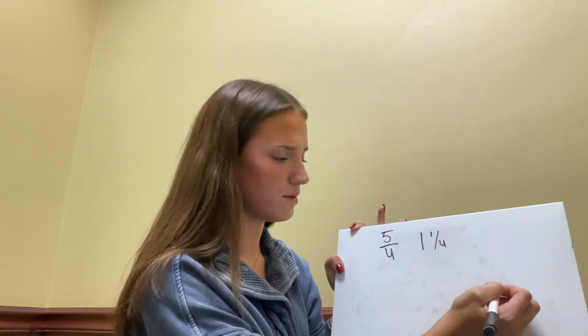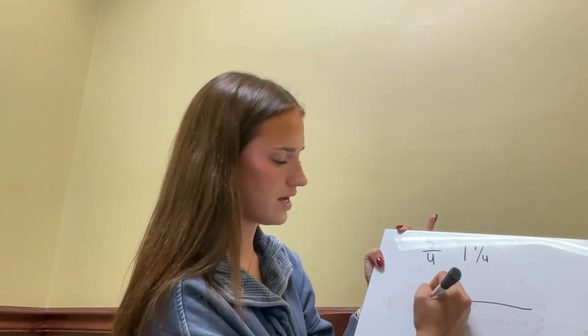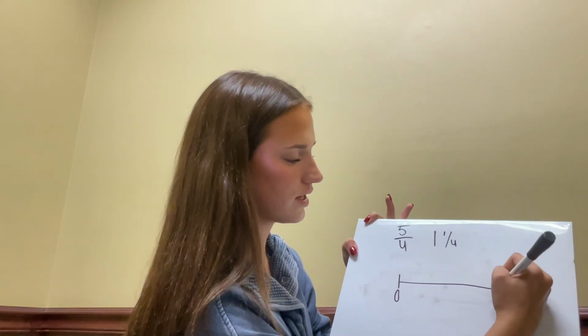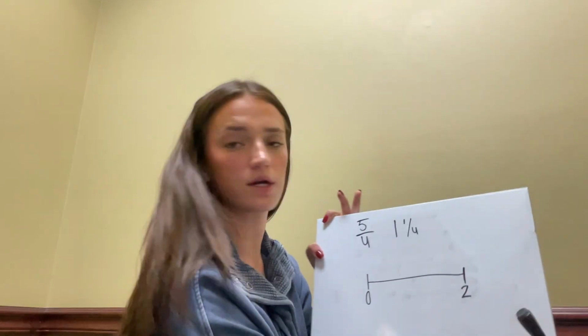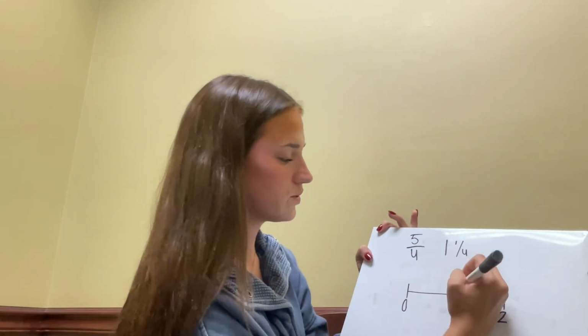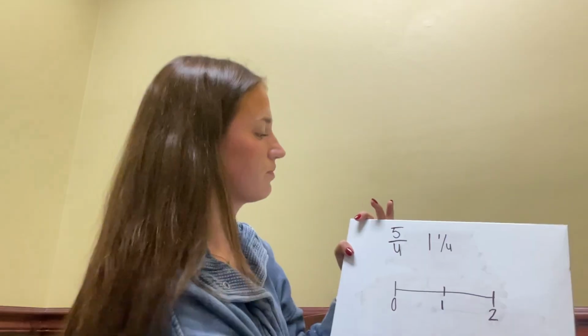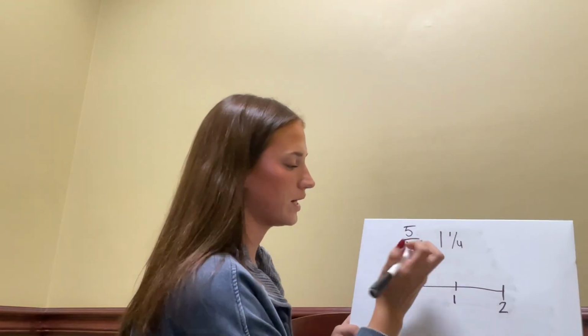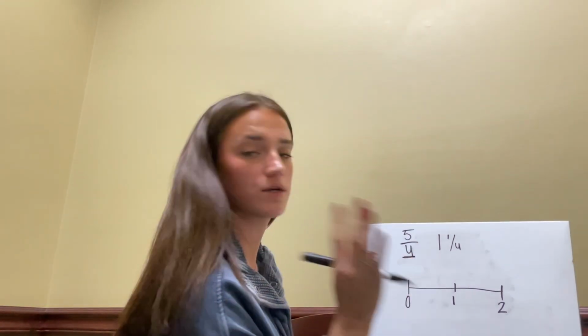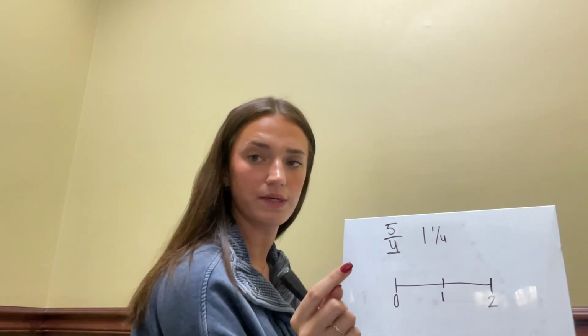So let's plot this on a number line. We're going to start at 0 and we're going to give ourselves some wiggle room, so we're going to plot 2 on the number line. So we know our halfway point will be 1 because 1 is half of 2. And we're breaking this up into 4 equal pieces. Let's take a look back at our denominator. It's 4, so we're going to be plotting this into 4 equal pieces.